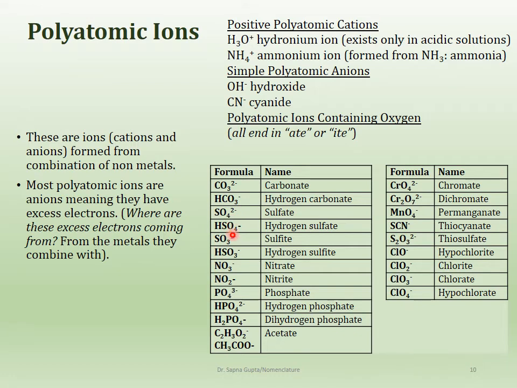Okay, same thing happens with sulfate. Sulfate is made up of sulfur. So here we have a sulfate ion, and then there is hydrogen sulfate. Sulfite, hydrogen sulfite. Nitrate, nitrite. Phosphate has three charges, so you have three ions for phosphate: phosphate, hydrogen phosphate, and then dihydrogen phosphate. This is acetate. And then here are some which are a little bit different: chromates, dichromates, permanganates, and all that.